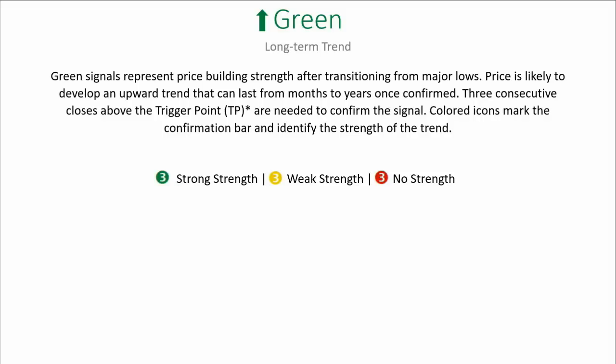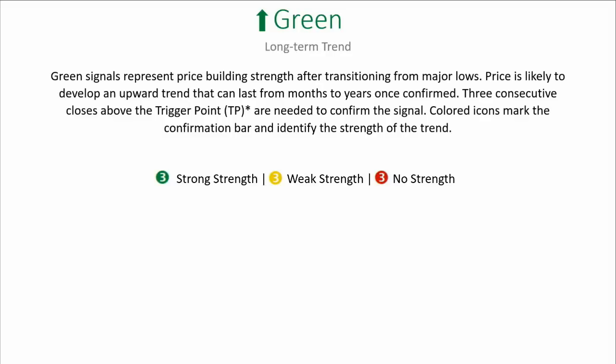So how do you confirm the signal? Well, I'll start by reading the overall definition of our green. Green signals represent price building strength after transitioning from major lows. This makes sense, right? Because we just talked about how if price is moving down, it's in the Discovery category. As soon as it pops into Endeavor, it has the possibility to move up. If we get one of these green signals, that's projecting that long-term move up. Price is likely to develop an upward trend that can last from months to years once confirmed. Three consecutive closes above the trigger point are needed to confirm the signal. Then colored icons mark the confirmation bar and identify the strength of the trend.